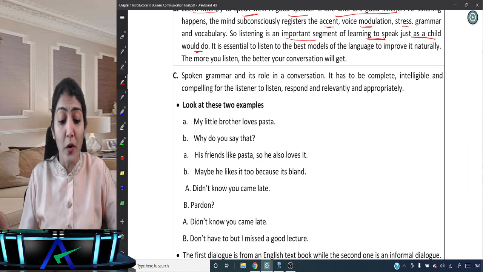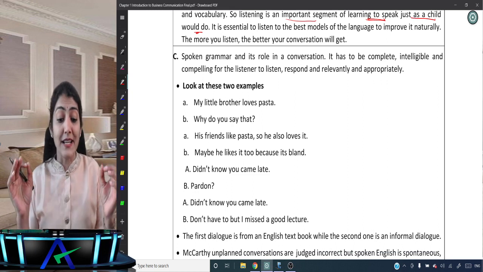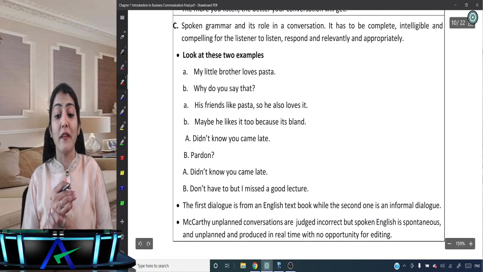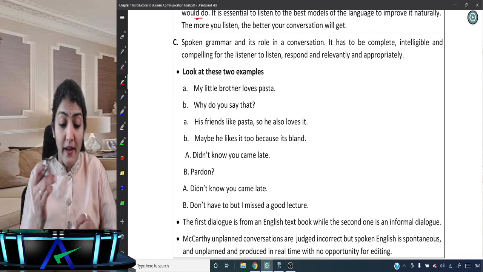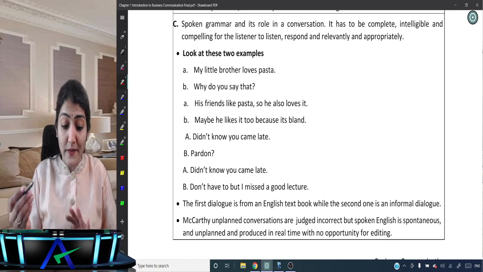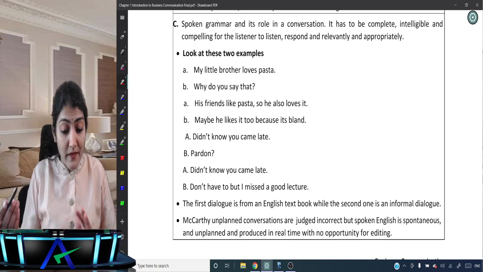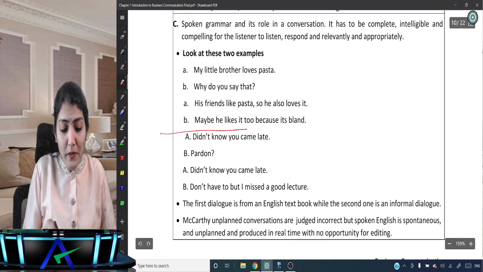Okay, right. Spoken grammar and its role in a conversation: it has to be complete, intelligible, and compelling for the listener to listen, respond, and relevantly and appropriately. Right. So, my little brother loves pasta. Okay, why do you say that? His friend likes pasta, so he also loves it. Maybe he likes it because it's too bland.